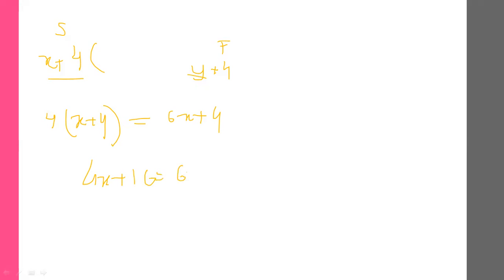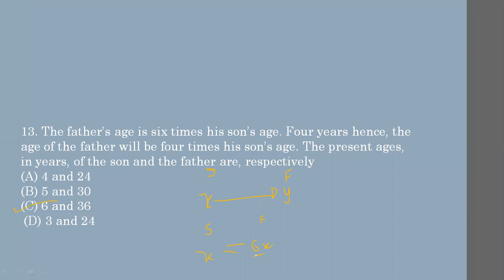This is very easy for 10th and also for 9th. So 4x plus 16 equal to 6x plus 4. 4 here becomes minus, giving 12, and 4x going there becomes minus, so 2x. Therefore x equal to 6 and father's age is 6 times the son's age, so it will be 36.